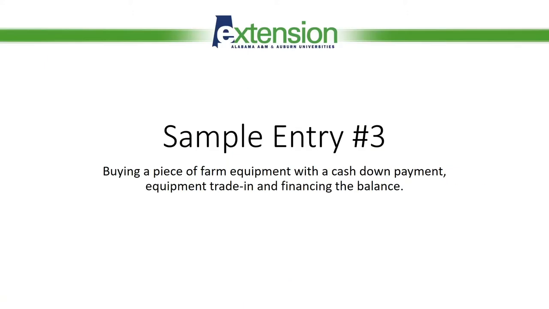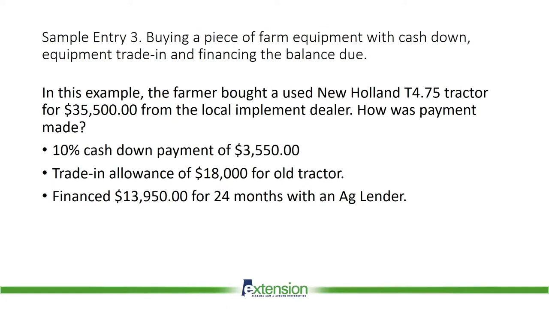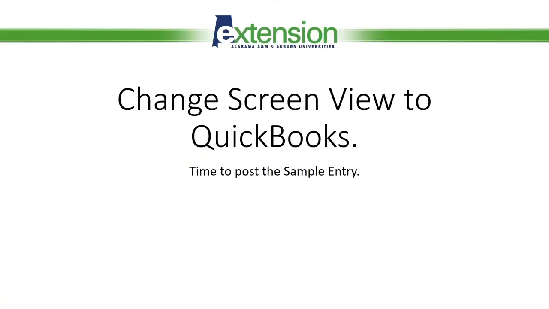Now let's move into our first sample entry, buying a piece of farm equipment with a cash down payment, equipment trade-in, and financing the balance. What are the facts? In this example, the farmer bought a used New Holland T4.75 tractor for $35,500 from the local implement dealer. How was payment made? A 10% cash down payment of $3,550, a trade-in allowance of $18,000 for an old tractor, and financing of $13,950 for 24 months with a local ag lender. So if we're going to post this check, let's switch over to our view in QuickBooks.